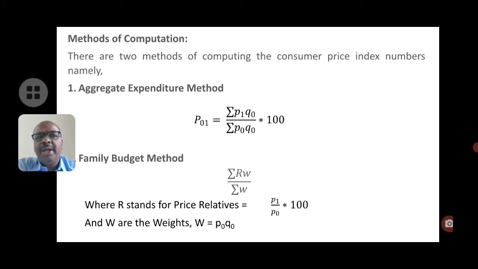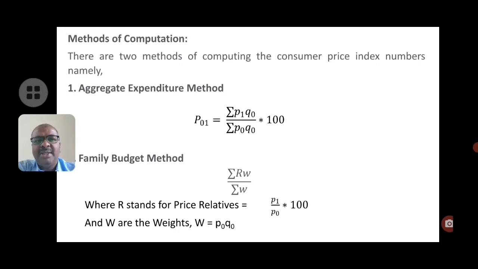And there are broadly two methods of computing consumer price index. Consumer price index is also known as cost of living index. The first method is aggregate expenditure method. P01 is equal to sigma P1 Q0 divided by sigma P0 Q0 into 100. In simple words, this formula is nothing but the Laspeyres index formula which we have already solved in the previous sessions.